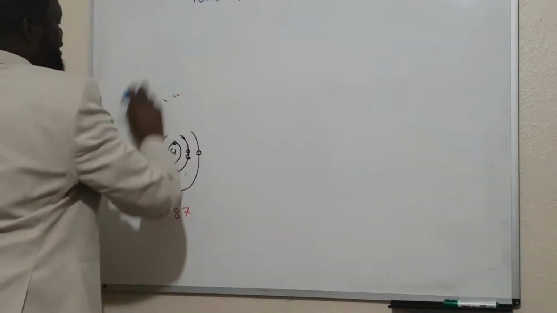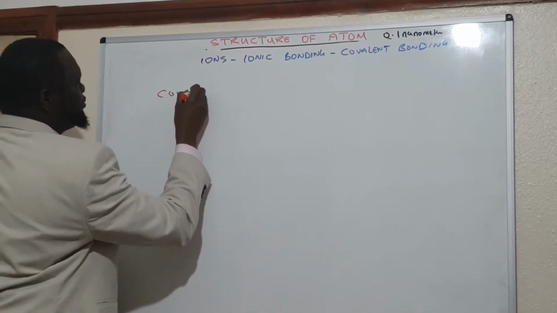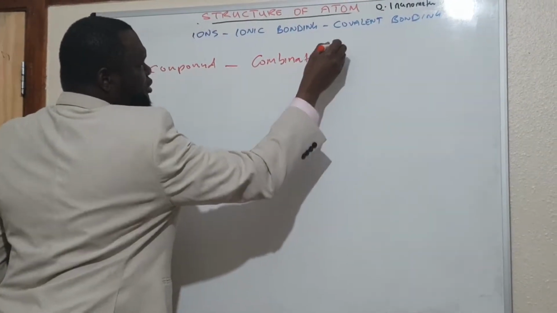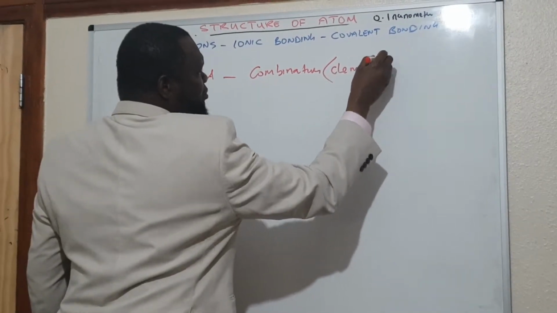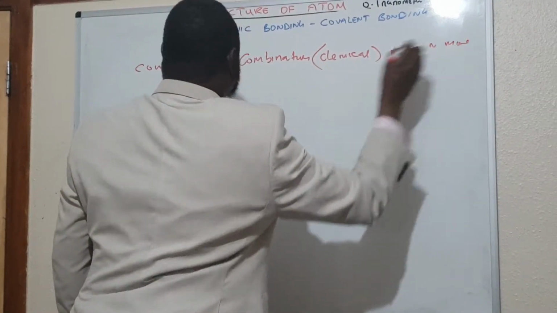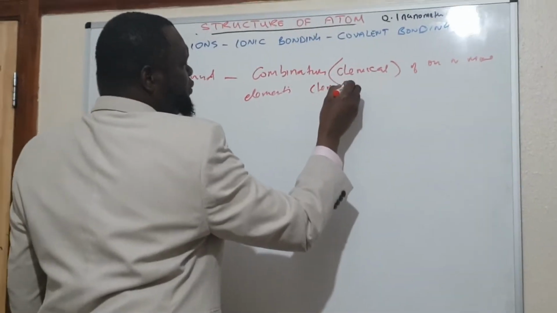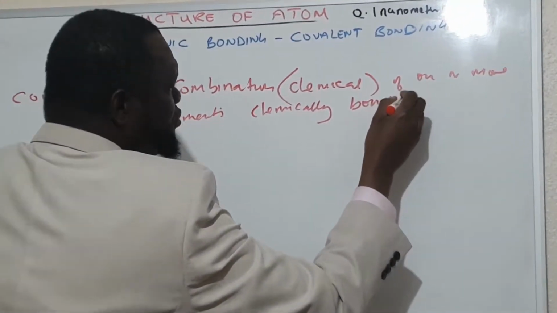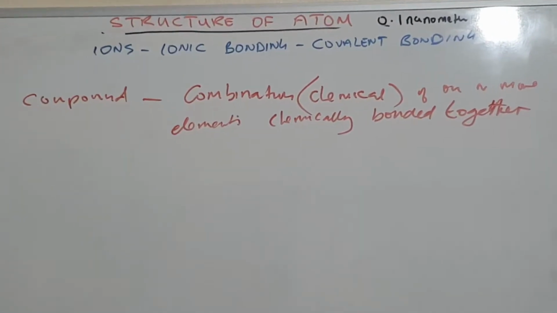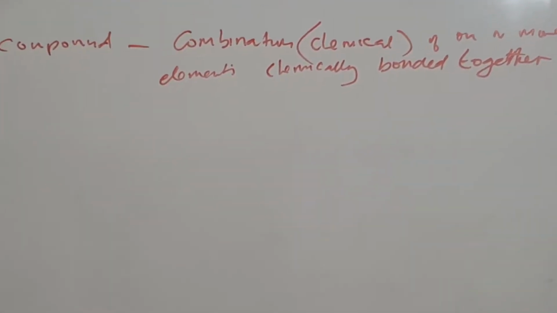Now, a compound is a combination of one or more elements. We can say it's a chemical combination. That's the most appropriate chemistry language. A combination of one or more elements chemically bonded together. That's different from a mixture. A mixture is a mixture of one or more compounds not chemically bound together.